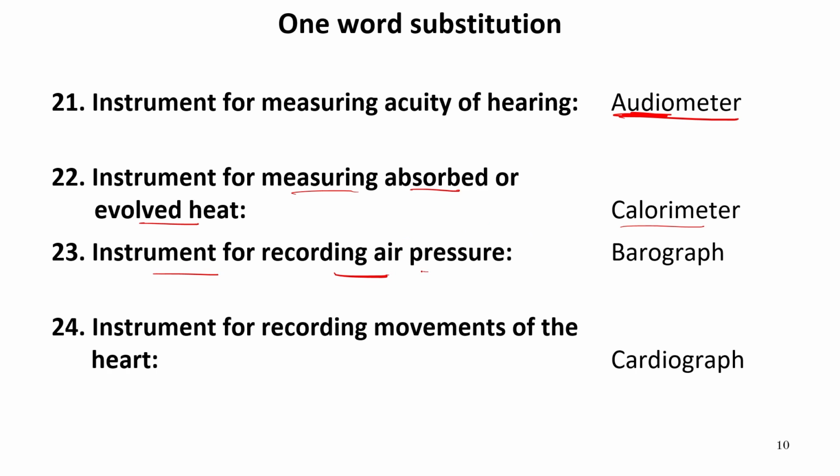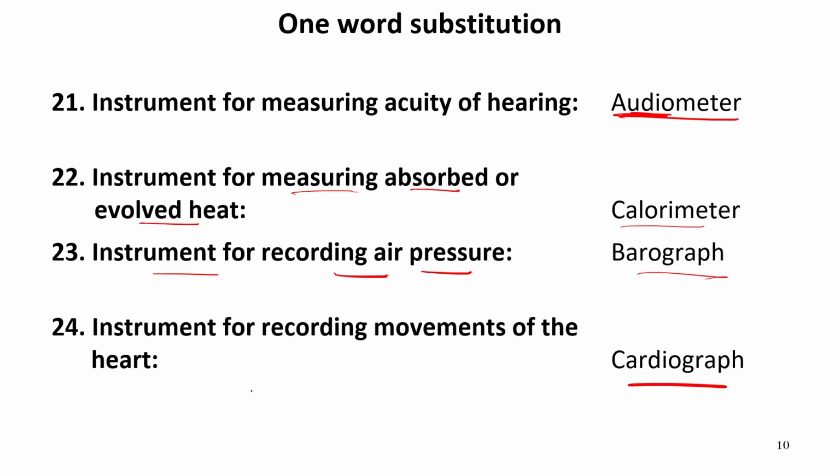Instrument for recording air pressure, this is known as barograph. Now, when air pressure is counted, or you can say measured, that is known as barometer, and when it is recorded, that instrument is known as barograph. So there is a difference between barograph and barometer. Instrument for recording movements of the heart, this is known as cardiograph.